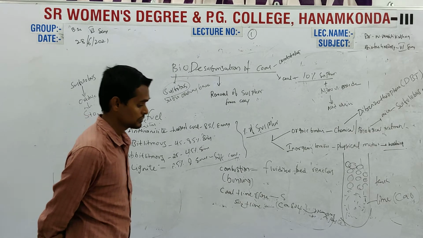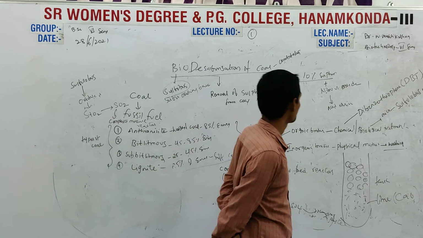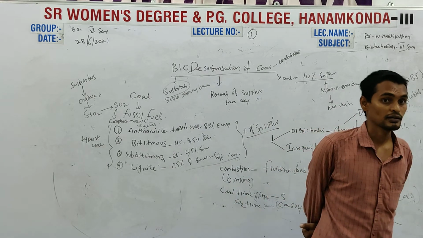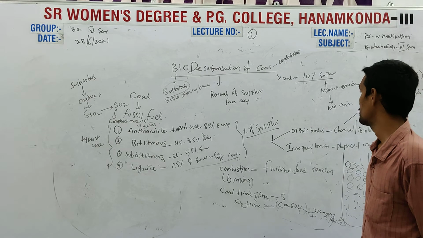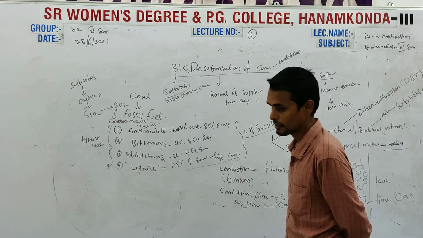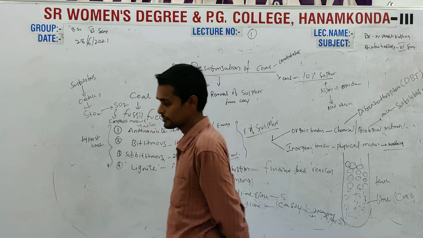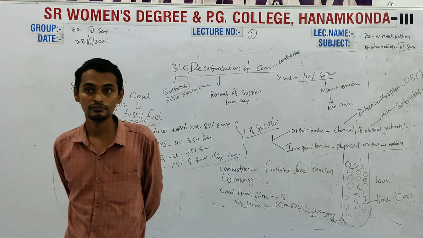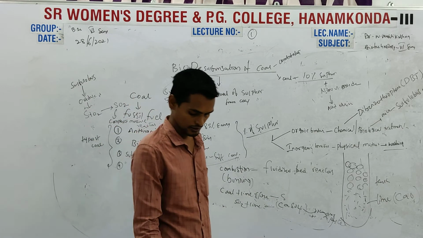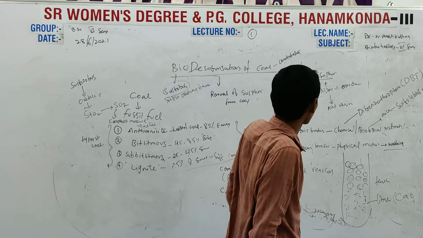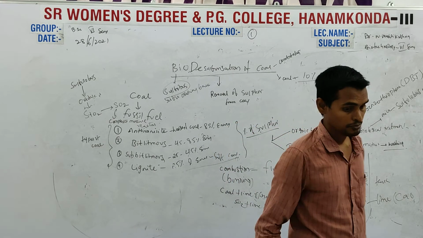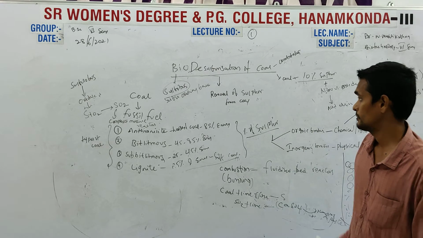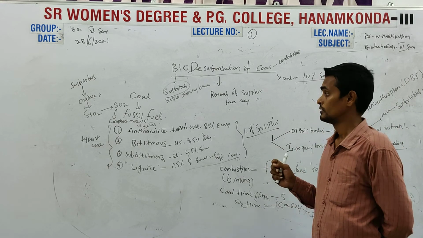Desulfurization of coal is one of the methods to avoid the sulfur contaminants which are present in the coal. If you see the composition of coal, about 10% of it is sulfur. This 10% of sulfur, which is bound to the coal, has to be removed.